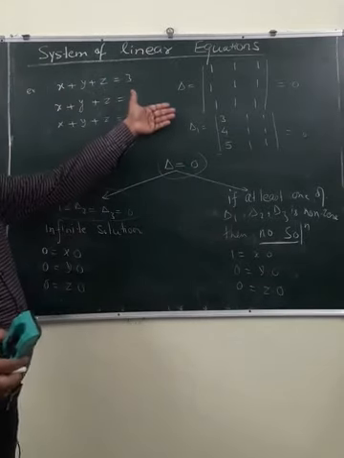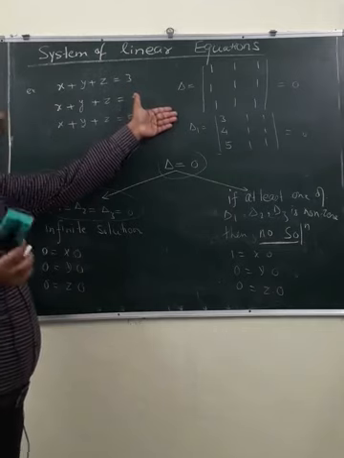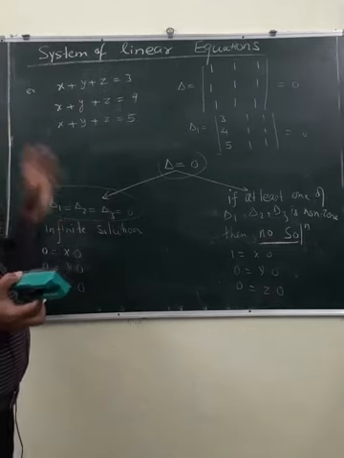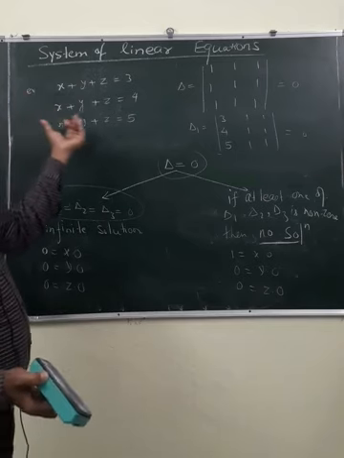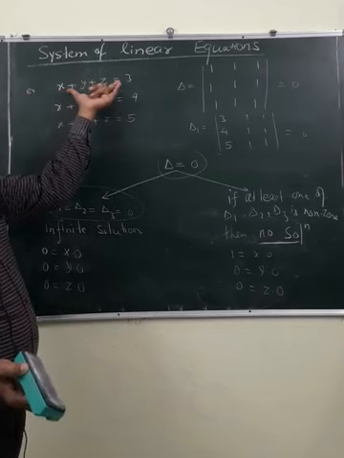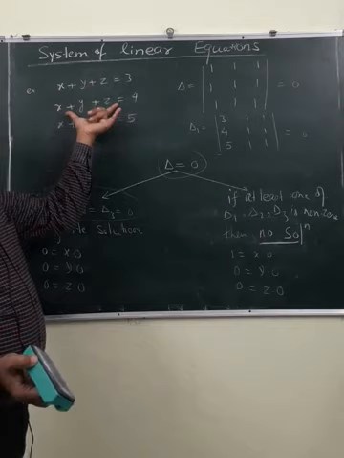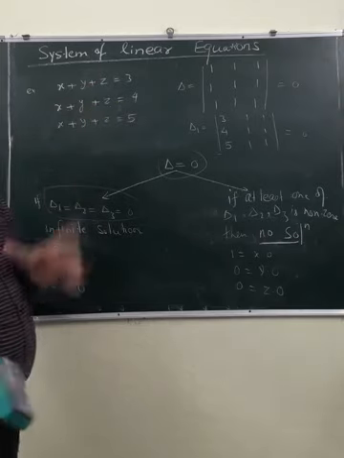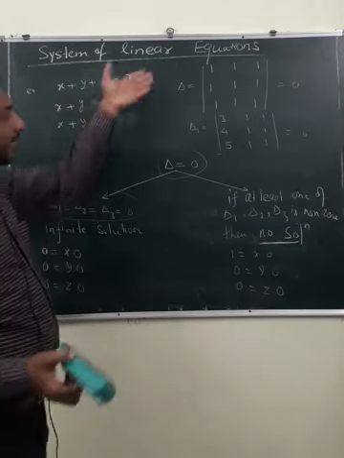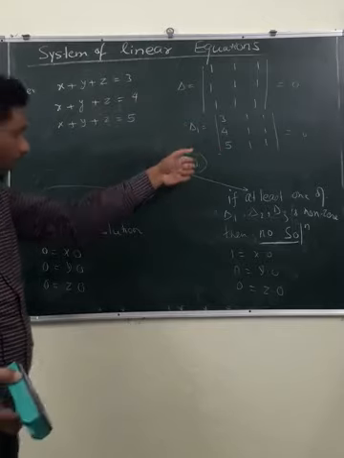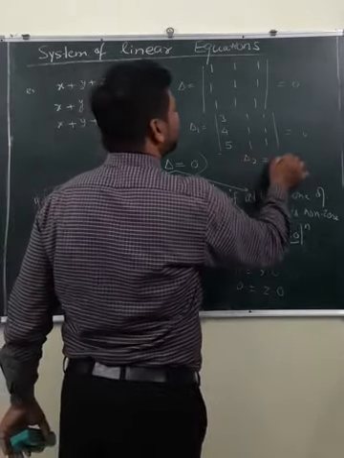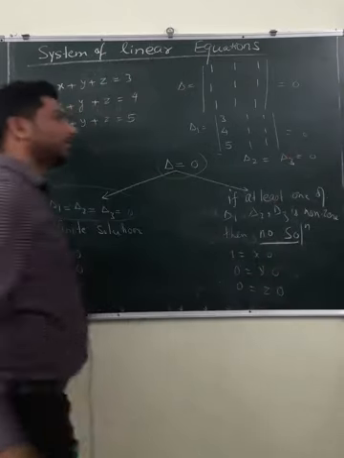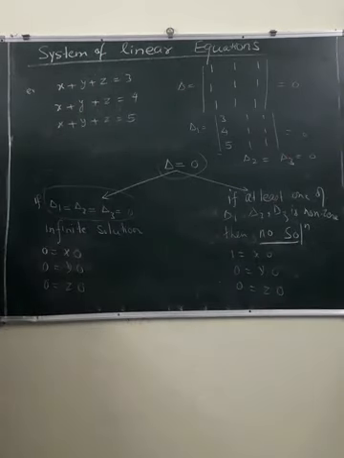That means we should get infinite solution, but this system has no solution, because if three numbers satisfy this equation, then they cannot satisfy this equation simultaneously. So the system has no solution, but all the conditions are satisfied. All deltas have become 0, delta 1, delta 2, delta 3, all are 0, but we don't have infinite solution.